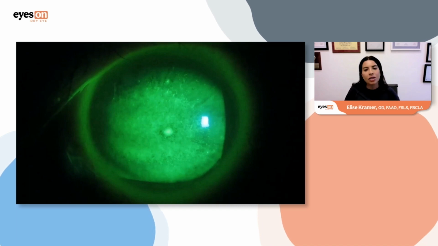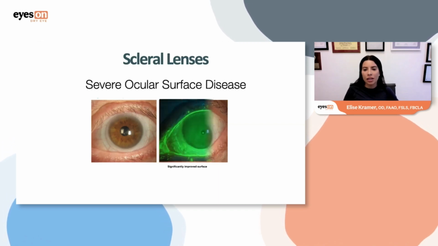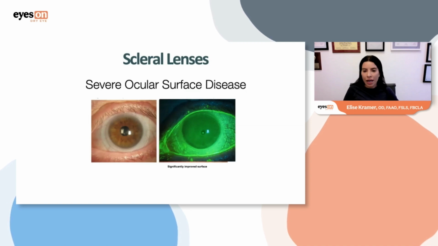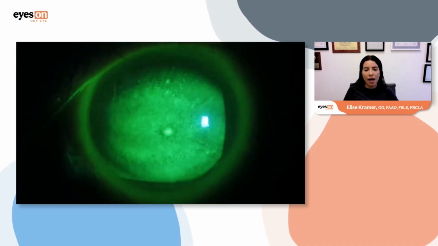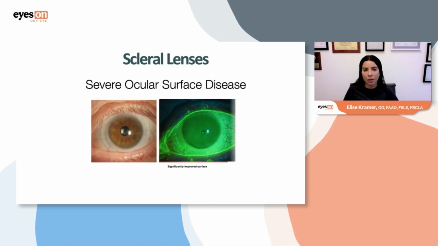So if we look at that initial cornea I showed you a few slides ago, and after wearing a scleral lens, you can see how much that surface improves. And I think it's just important to go back and look at that significant improvement that you see just by wearing a scleral lens. Impressive.